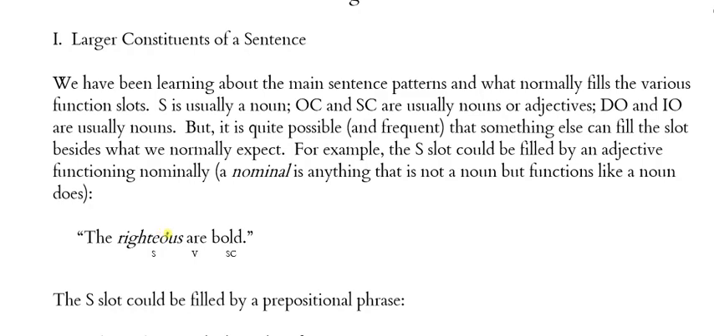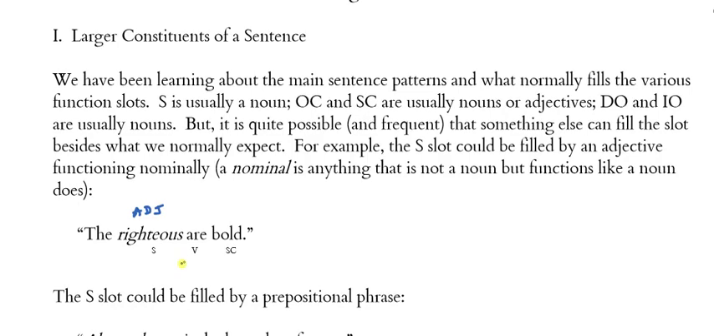Notice here that righteous is not a noun technically. Righteousness is the noun. Righteous is an adjective, but what role is it filling here? It's functioning as the subject. It's telling you what it is that are bold, or who it is that are bold. And so an adjective is functioning as a nominal item here.